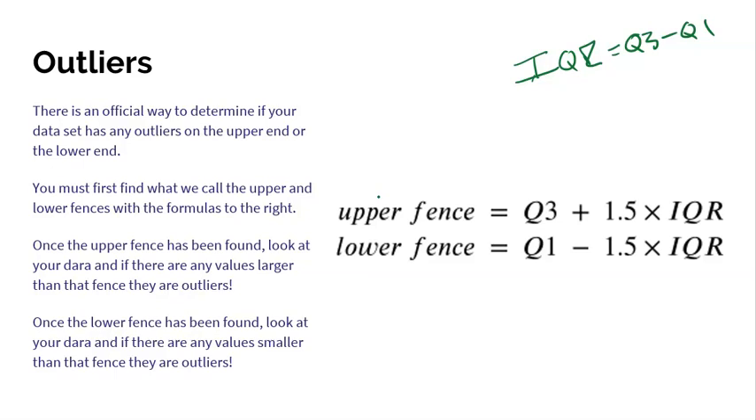So we find the upper and lower fence, doing some real quick calculations. It doesn't involve too much work. And then we actually go ahead and look at our data and determine, do we have anything bigger than the upper fence? Anything smaller than the lower fence? If so, those get called outliers.